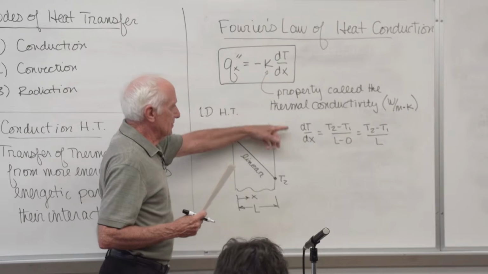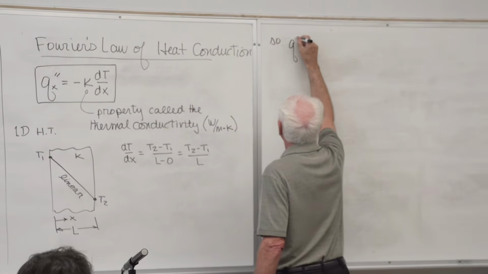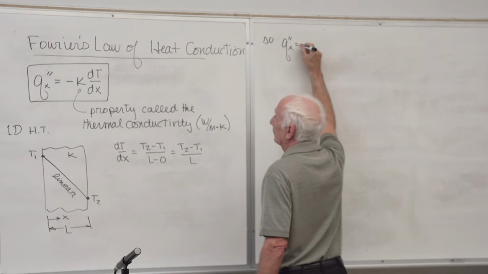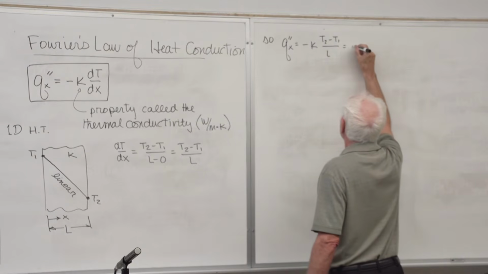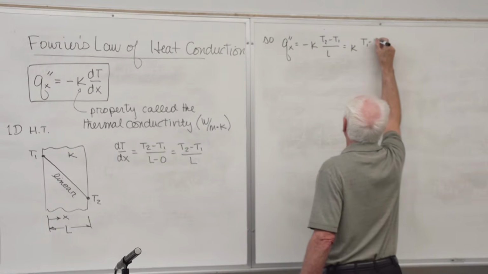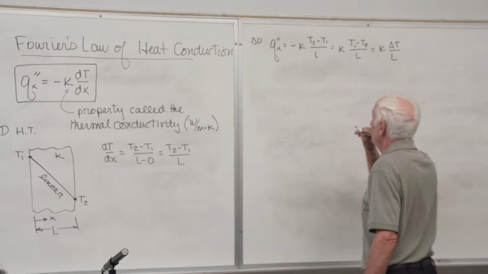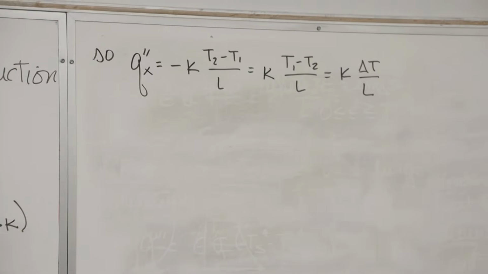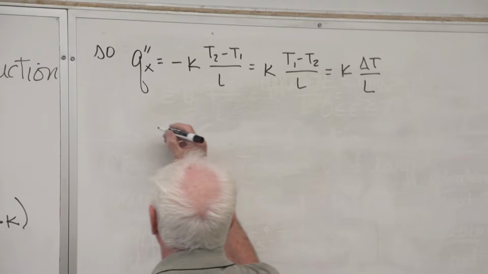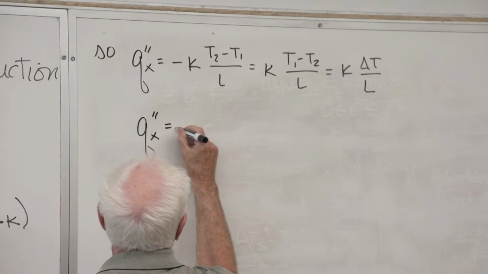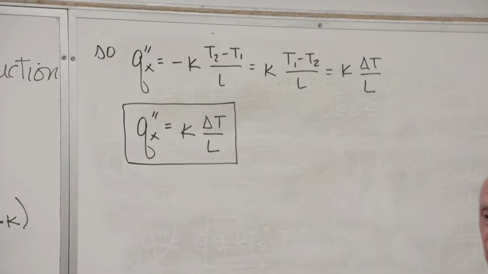Now, let's replace the dT/dx with this. So we get q double prime x equals minus k (T2 minus T1) divided by L, which is k (T1 minus T2) divided by L, or k delta T over L. In chapter 1, this is the important equation from Fourier's law for how we find conduction heat transfer through, for instance, a wall.